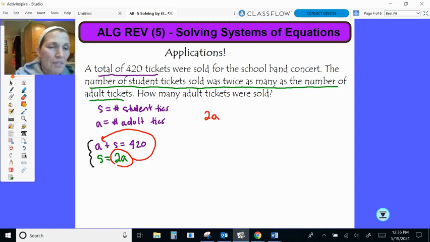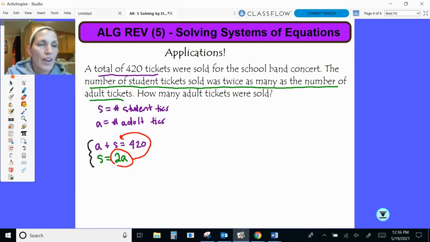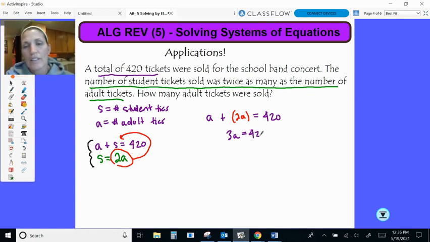Sorry, I'm plugging that. I do that every time. I want to plug this not into A, I want to plug it into S. Silly. Okay, so then I'm going to go A plus, and that's where I'm going to plug in my 2A for S. So times 2A equals 420. Okay, so A plus 2A equals 3A equals 420.